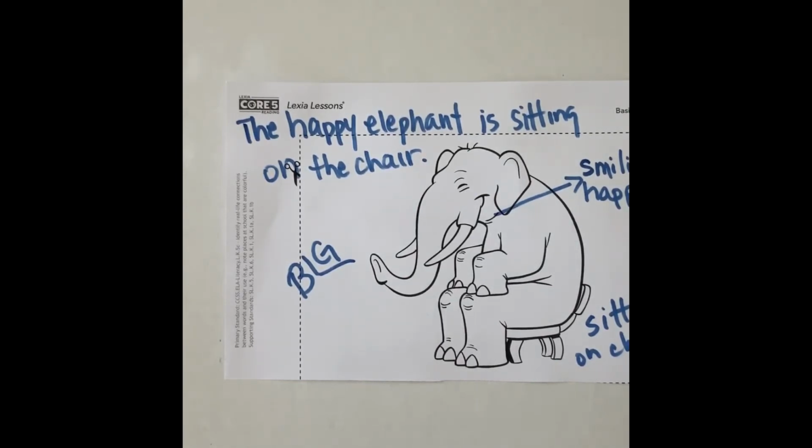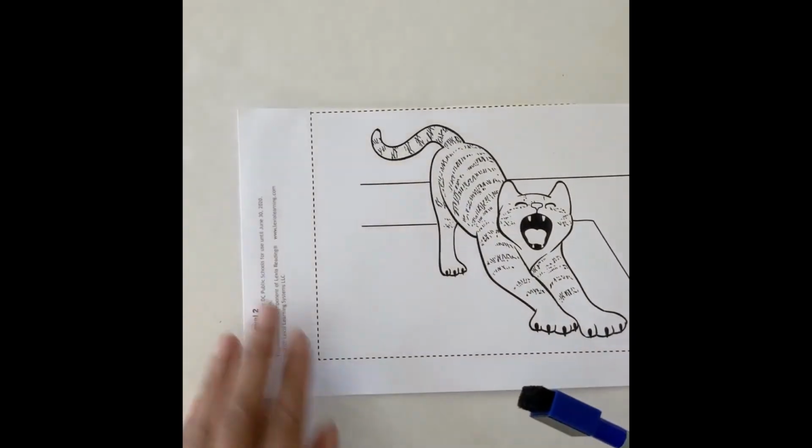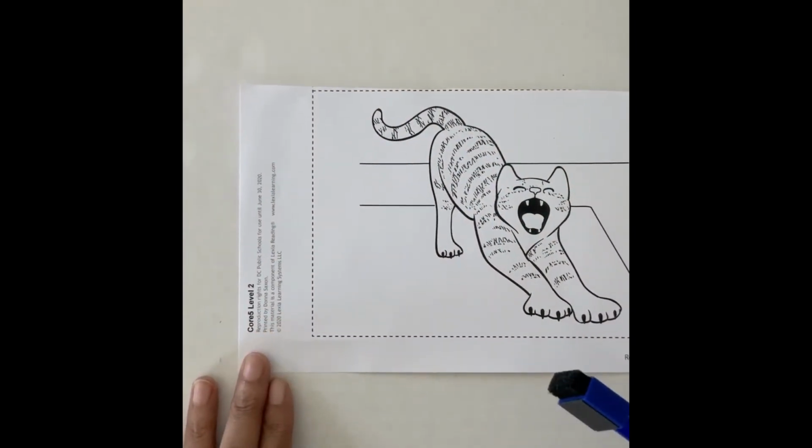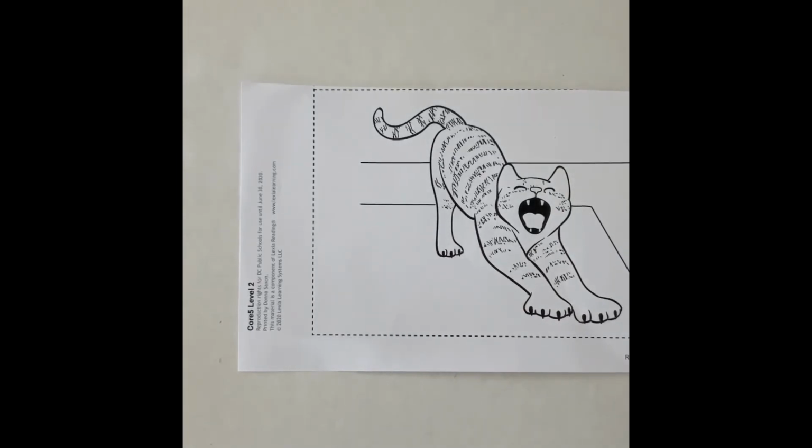So let's go back to why we did this. We wanted to know, how do we tell what's going on in a picture and what the author or whoever made the picture, the illustrator, is trying to tell us? How do you describe what was shown in the picture? You think about what it looks like, how it might be feeling, and what it is doing.